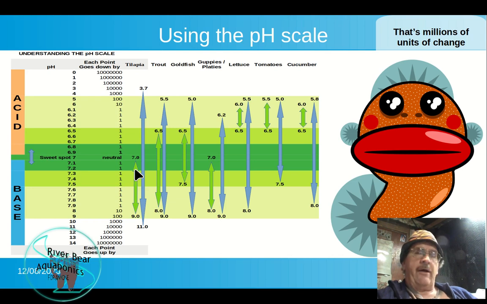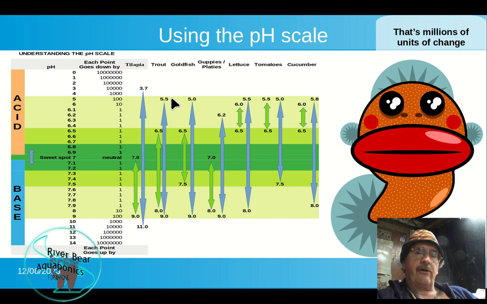So we have tilapia, and a lot of people grow tilapia because they're pretty much bulletproof. Tilapia has a huge pH range, absolutely incredible that it can handle this much pH. It can go from 3.7 to 11, anywhere in between there. But where the fish is happiest, where it's going to eat the best, where it's going to grow the best, is somewhere between 7 and 9. So fairly basic.